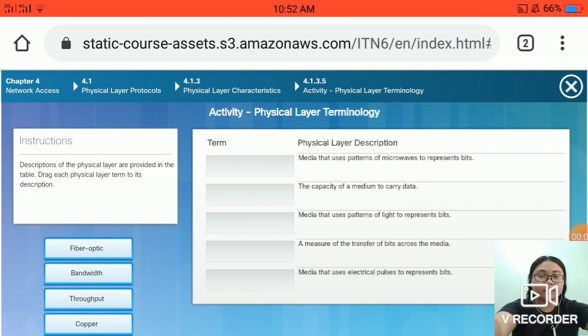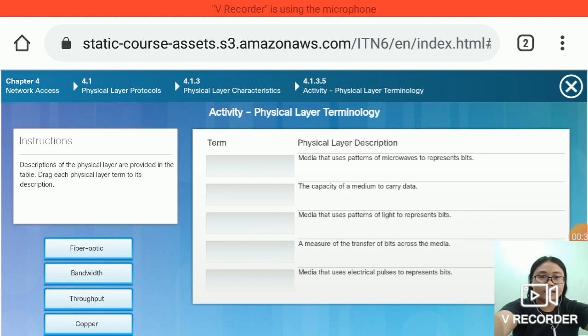For today's video, I am going to answer the activities in chapter 4. First, the activity 4.1.35 entitled Physical Layer Terminology. Instructions. Descriptions of the physical layer are provided in the table. Drag each physical layer term to its description.